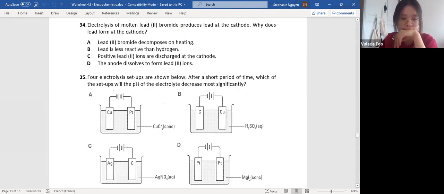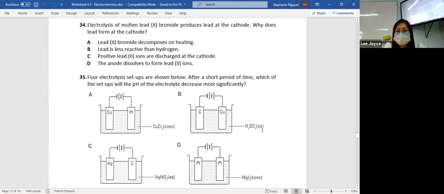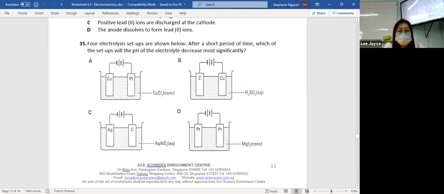Yep, 35. So decreases the most significantly. Why is it C? It's because at the anode, which ion will be discharged? The hydroxide ion, right, will be discharged. You don't expect the nitrate ion to be discharged. So it's hydroxide discharged at the anode. Then what about the cathode? Ag+, because silver is below the hydrogen in the preferential discharge list. So what's left behind will be the H+ ions and the nitrate ions, which will form the nitric acid. So that's why the pH decreases.